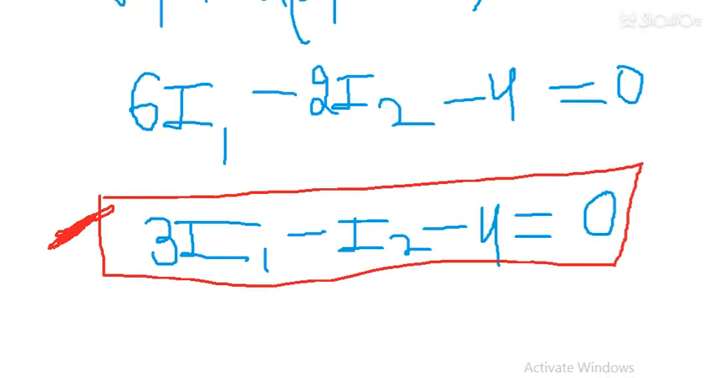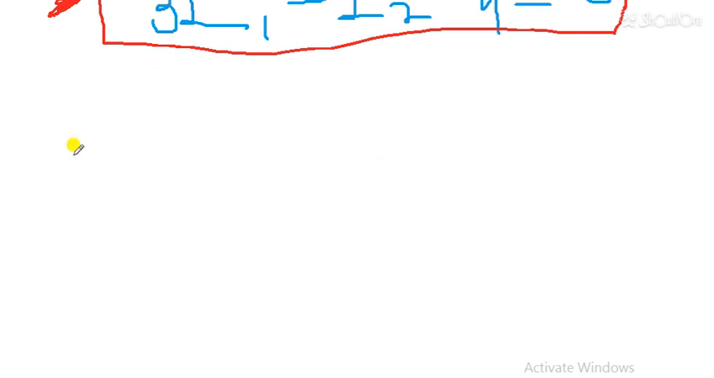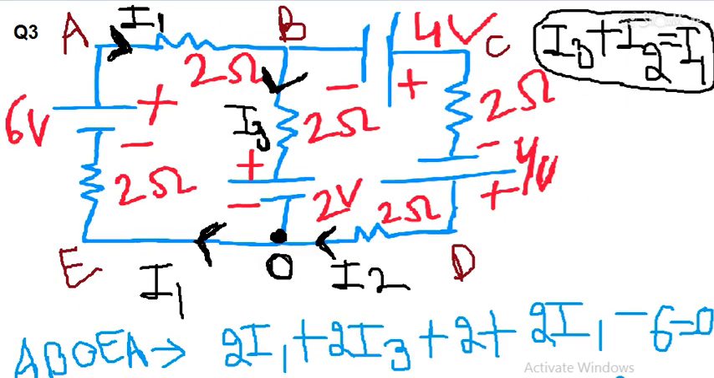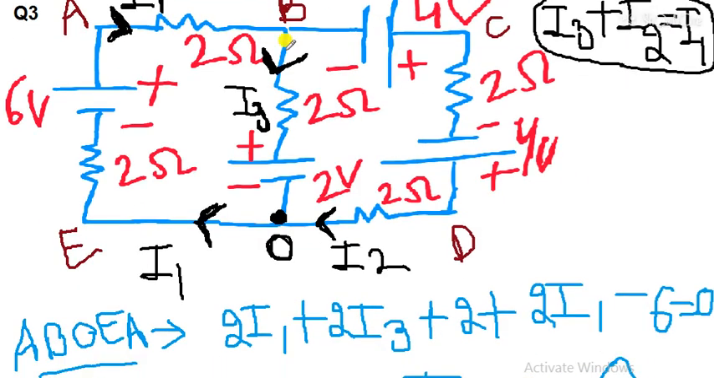So now I am taking the loop that is A, B, C, D, O, E and A. So now I am taking this loop that is the outermost loop. You can see it again, A, B, C, D, O, E, A. So this loop I am taking now, this outermost loop.